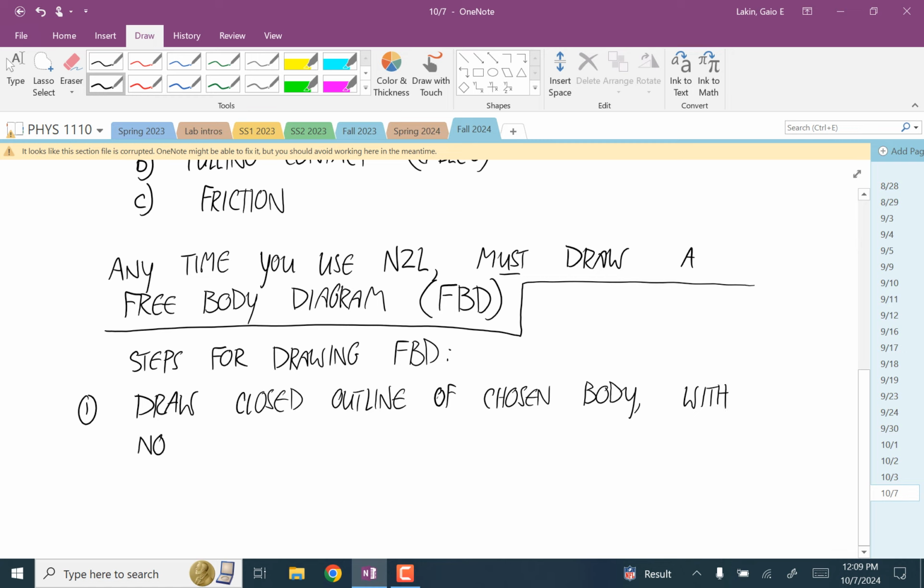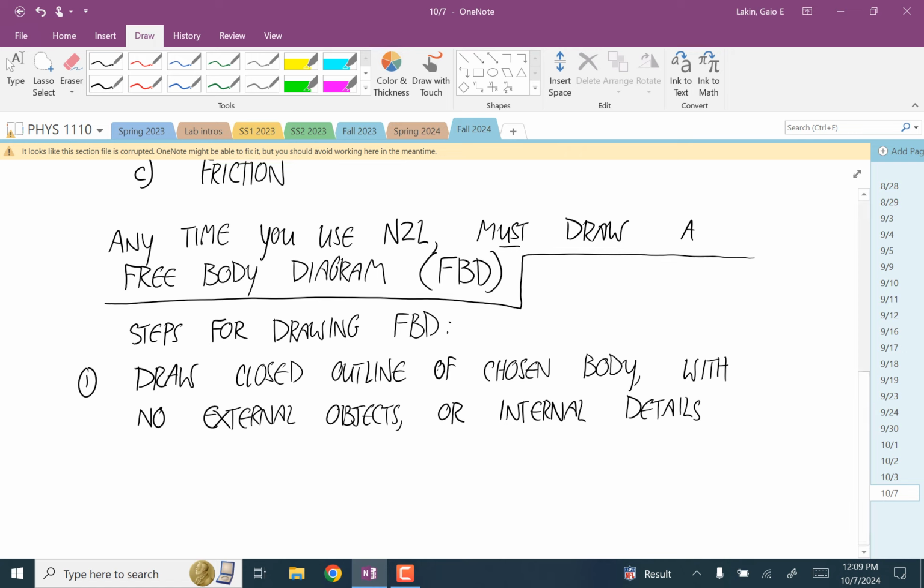With no external objects in the drawing, or internal details. No internal details either. The whole purpose of a free body diagram is to be very clear about the distinction between what's in your chosen stuff and what's excluded from your chosen stuff. So that's why you want to draw a closed outline.